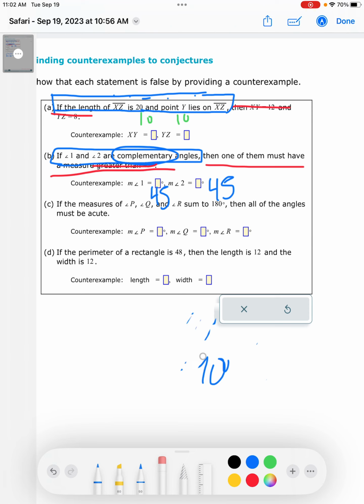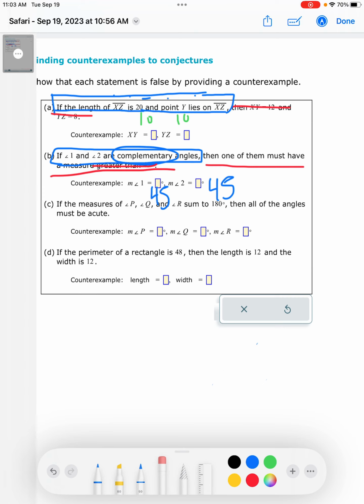We are on to part C. Part C says, if the measures of angle P, angle Q, and angle R sum to 180 degrees, then all the angles must be acute. Okay, so they gave me 3 angles, and they add to 180. Does that mean that all of the angles have to be acute angles?